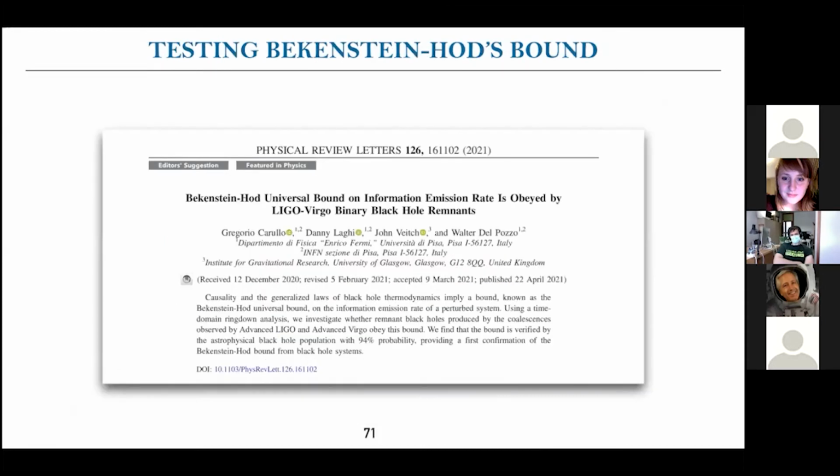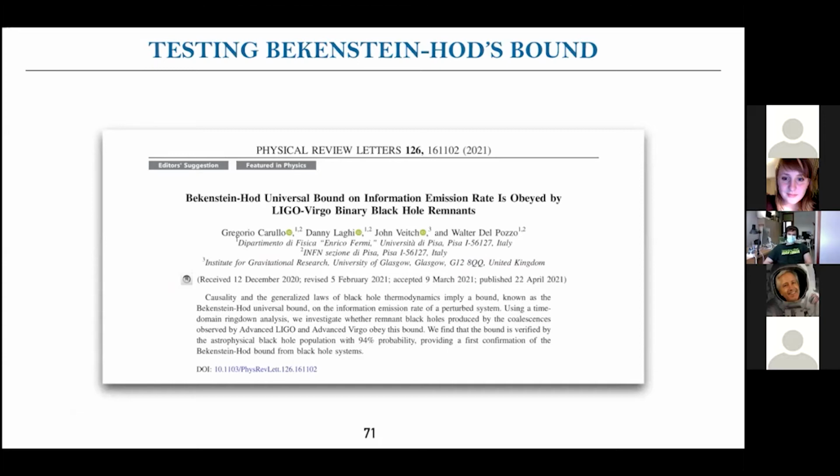If there are no comments or questions, or of course, if you want to have them later, I will go on to describe a recent result which we put out last month, which is a bound on the information emission rate of black holes that you can extract by analyzing these binary black holes.